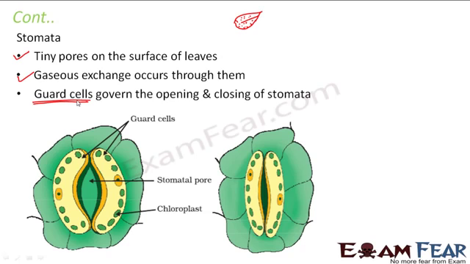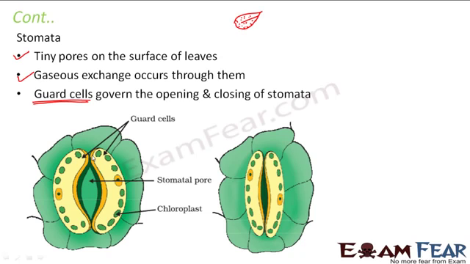Let us look at how the guard cells look. Here you can see two bean-shaped cells. They are the guard cells. This gap is the stomata or the stomatal pore. And if you want to see chlorophyll also, you can see the green colored organelle. Inside this chloroplast is present the chlorophyll. Now, how do the guard cells control the opening and closing?